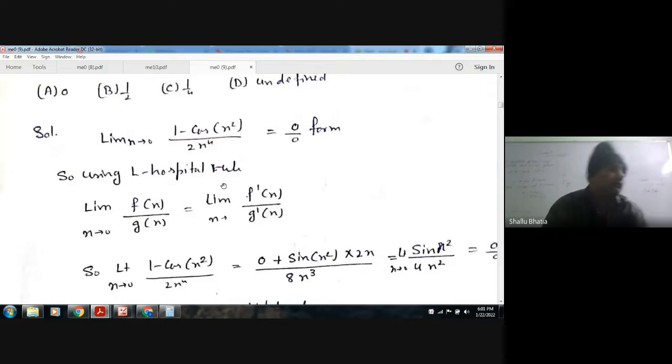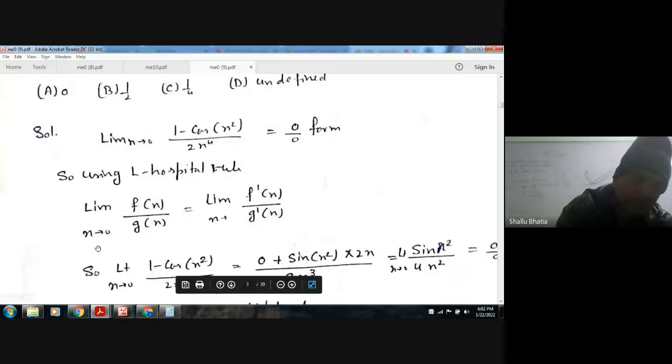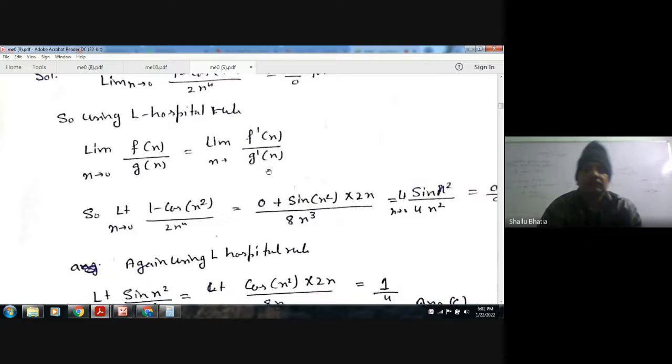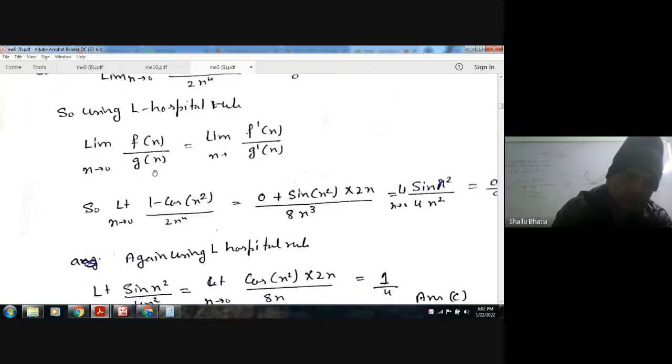So using L'Hospital's rule, we differentiate the numerator and the denominator separately and put the limit. This is the formula for L'Hospital's rule: limit x tends to 0 of f(x) divided by g(x) is equal to limit x tends to 0 of f'(x) divided by g'(x). So f(x) is 1 minus cos x² and g(x) is 2x⁴. Differentiating, the derivative of 1 is 0 and the derivative of cos is sin x² into 2x, divided by 8x³.